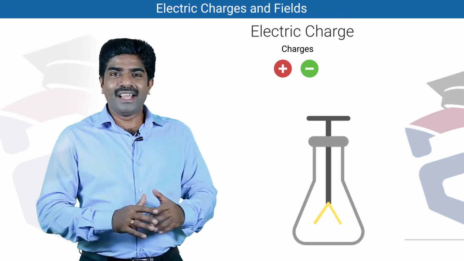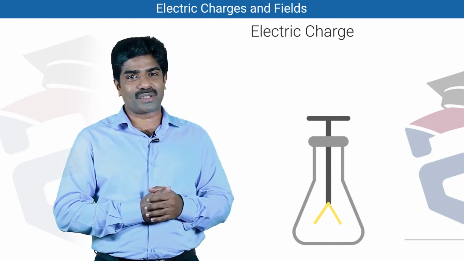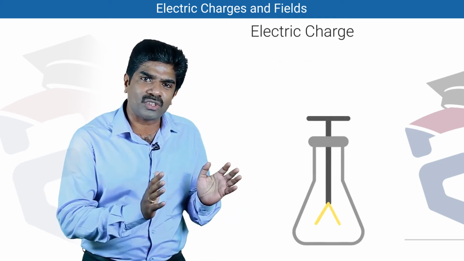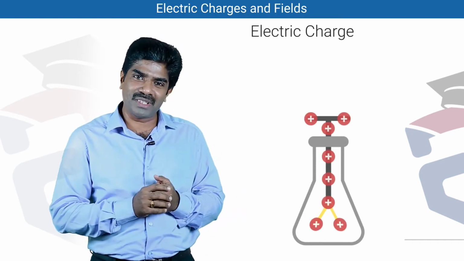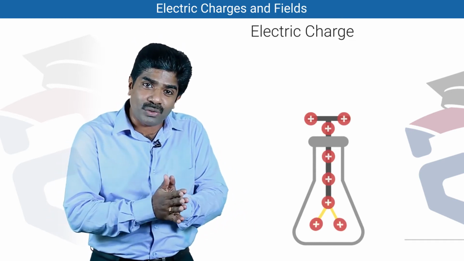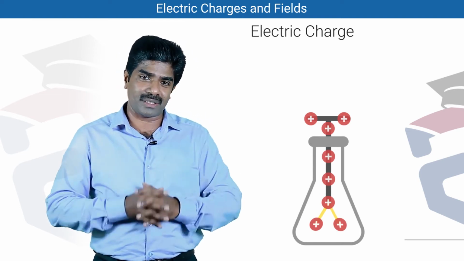Is it possible to identify the nature of the charge using gold leaf electroscope? Yes. In order to achieve this, we need a charged gold leaf electroscope. Suppose the charge on the electroscope is positive. So the positive charges will be there all over the instrument. Due to the repulsion between the positive charges, the gold leaves will be in a diverged state.